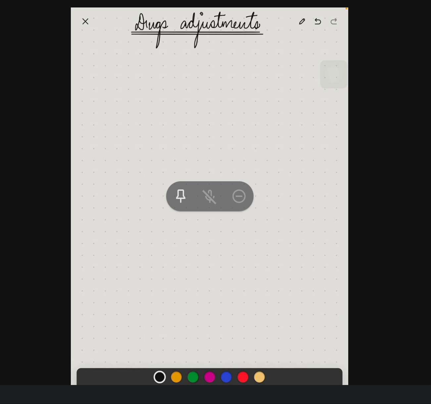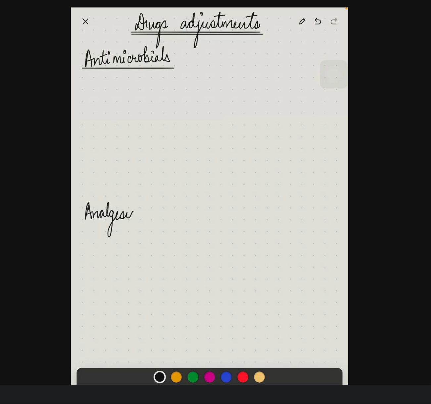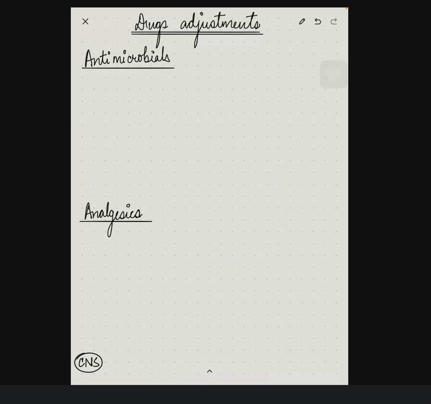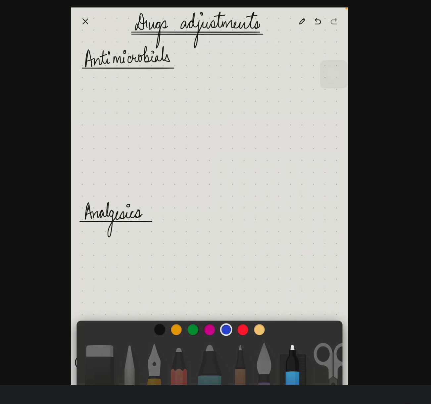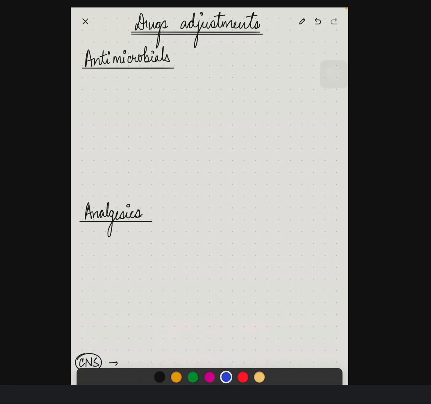Adjustment in the dosage in patients with renal disease, chronic renal disease. The ones that are important for us are antimicrobials or anti-infectives, and analgesics. These are the two main classes that we should be aware of. And just one CNS drug, but that is a contraindication. So, anyways, we'll just mention it here. So, here we are talking about chronic renal disease.